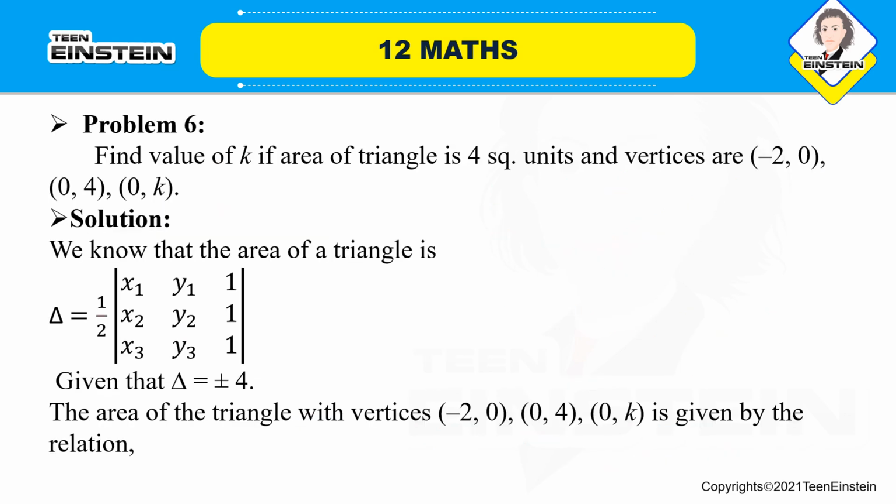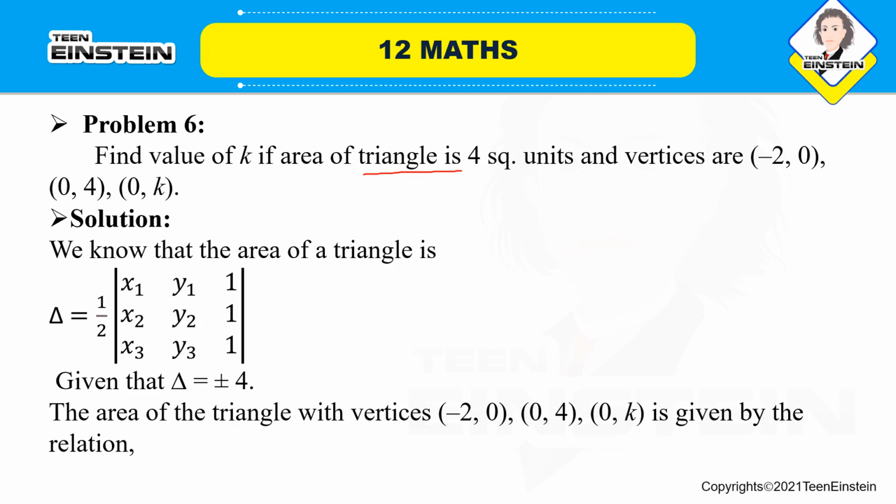I move on to the next problem, the same type of problem. Find the value of k if the area of the triangle is 4 square units. So in this problem also, the area of the triangle is 4 square units and the vertices are minus 2 comma 0, 0 comma 4 and 0 comma k. We are going to find the value of k using the area formula. What is the area formula? Delta equals half into the determinant x1 y1 1, x2 y2 1, x3 y3 1. In this problem the area is 4 square units, so I am taking delta equal to plus or minus 4.